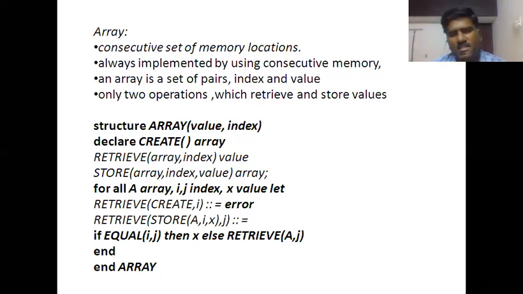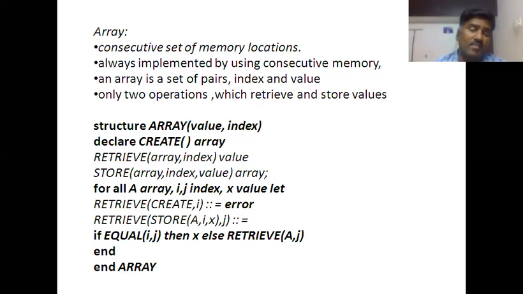Okay, j is also a position of the array. X is the value of the array. Okay, right. Here retrieve create comma I equal to error, because the array is already created, then only the value is retrieved.